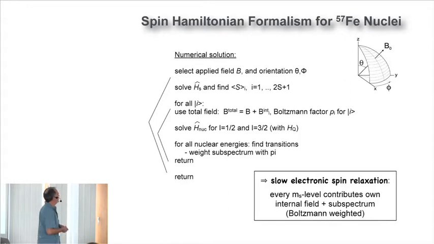So in general, the procedure for calculating a powder Mössbauer spectrum would again be adopting a field and one orientation, solving the electronic Hamiltonian, and finding the spin expectation values for these 2S plus 1 levels. For each of these levels one has to calculate the internal field, make the vector sum, solve then the nuclear Hamiltonian, calculate the Mössbauer spectrum and sum it up with the Boltzmann weight factor. This has to be done for all nuclear transitions, finding these Mössbauer lines, and then one has to loop over the electronic levels and loop over the directions. So that's the way to simulate a magnetic Mössbauer spectrum. Okay.